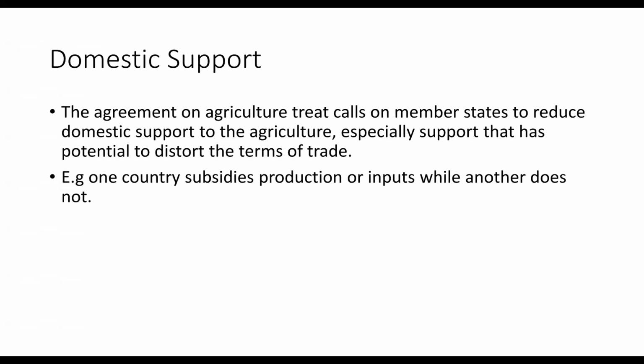Domestic support is another of the pillars. Under domestic support, the Agreement on Agriculture calls on member states to reduce domestic support to the agriculture sector, especially support that has the potential to distort the terms of trade. For example, when one country subsidizes production or input while another does not.